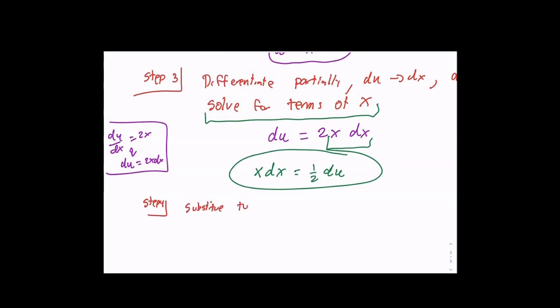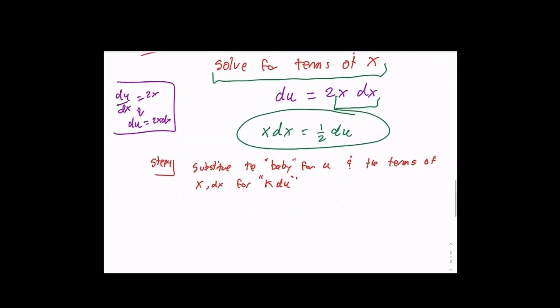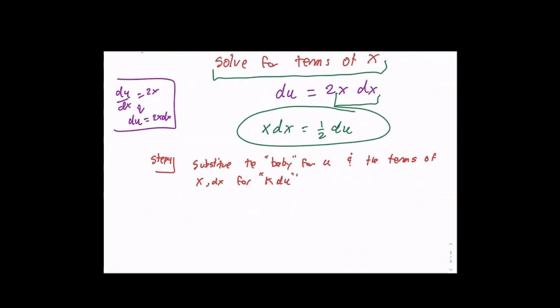Substitute the baby for u and the terms of x dx for k du. And so we've just found what the constant is. You can place the k in front of the integral.